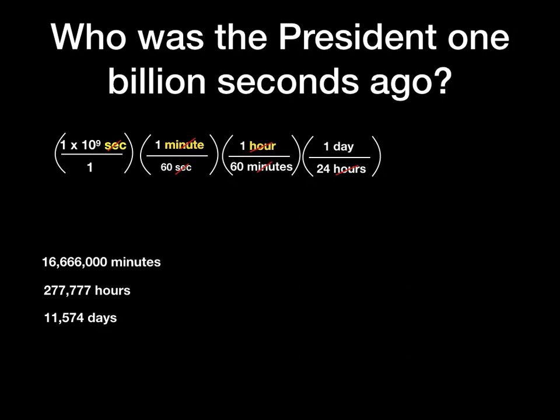Getting closer to being understandable, but still a pretty big number, and I'm not sure who was president 11,000 days ago. Let's go one more step. Let's convert one more time. Let's convert days into years. Since the unit days is on top, we need a conversion factor that has days on the bottom, and I know that there are 365 days in 1 year. So let's use that as our next conversion factor.